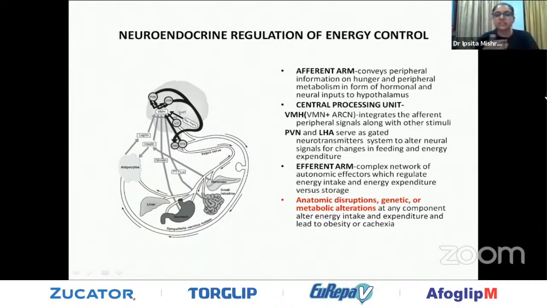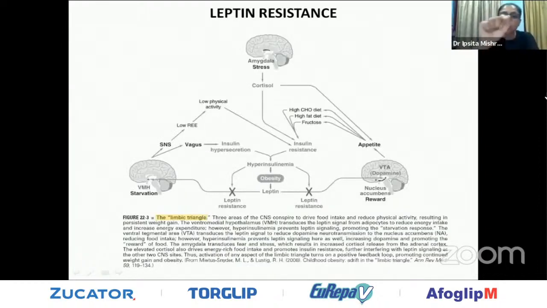Then comes the efferent arm, a complex network of autonomic effectors that regulate energy intake and energy expenditure. Any disruption, whether anatomic, genetic, or metabolic, at any level of the component can alter energy intake and expenditure, causing either obesity or cachexia. What I'm talking about here is functional leptin resistance and not the genetic one. This is the limbic triangle, which drives food intake and determines physical activity in the individual.